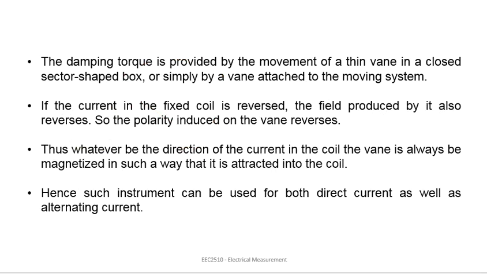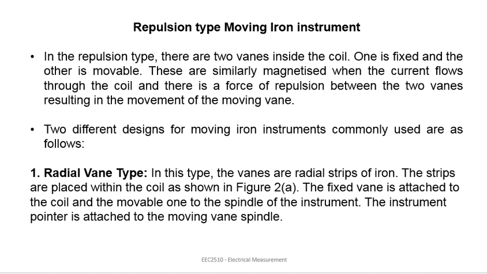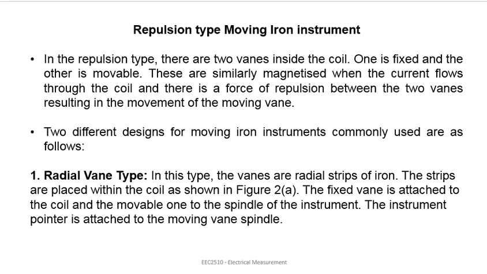Okay, so this is also, we have discussed, the operation of the moving iron type attraction type instrument. Now let us move to the second type, which is called the repulsion type moving iron instrument. In repulsion type instrument, in place of one iron vane, as in the case of attraction type instrument, we have two iron vanes in repulsion type moving iron instruments.